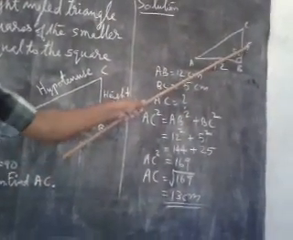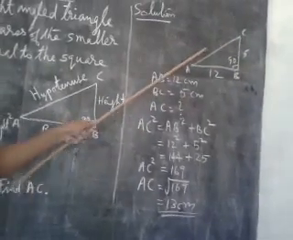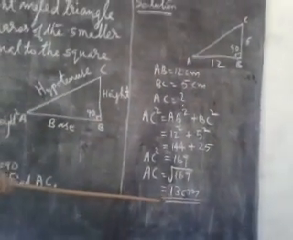If two sides are 12 and 5, the third side is 13 centimeters. That's all about Pythagoras theorem.